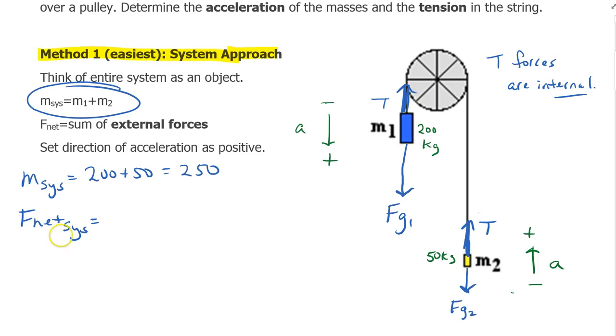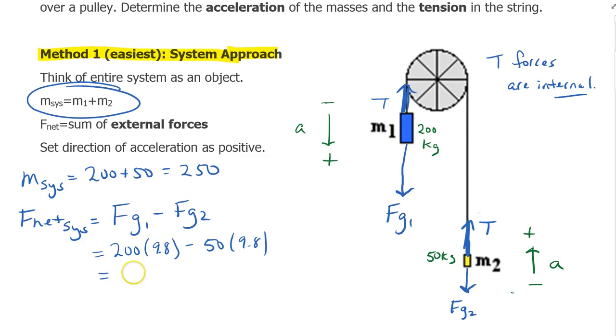So now when I go over here to F net of the system, I'm not going to consider the tension forces. I'm just going to think about Fg2 and Fg1. Fg2 is in the negative direction, Fg1 is in the positive direction. So I'll say Fg1 minus Fg2, because Fg2 was in the negative direction. Now if I wanted to calculate those, the force of gravity is the mass times 9.8, minus this mass, which was 50, times 9.8. I might even say this is the same thing as 150 times 9.8.